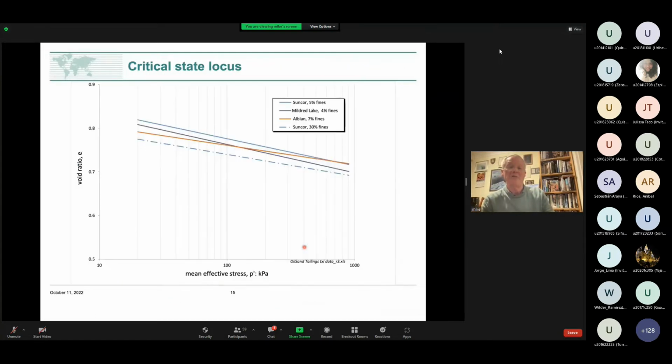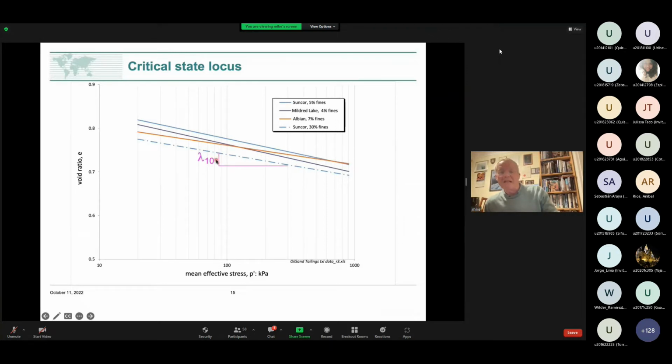So let me get on and show you some data. And particularly going back to Tar Island, we have four of the sands in the Alberta oil field, or the oil sands, that have been tested for the critical state. And this is the critical state locus determined on those sands. This is from different labs and slightly different sites, broadly geologically the same sand, with slight difference in fines content from one to another.